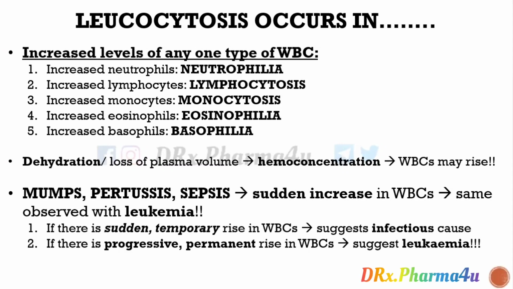But if there is a progressive, meaning step by step, and permanent rise in WBC, that suggests leukemia, because leukemia, as you know, is a cancer, and cancer is not something that comes today and goes tomorrow. So if there is a progressive increment in WBC count, that suggests leukemia. This is a kind of differential diagnosis that you can make.